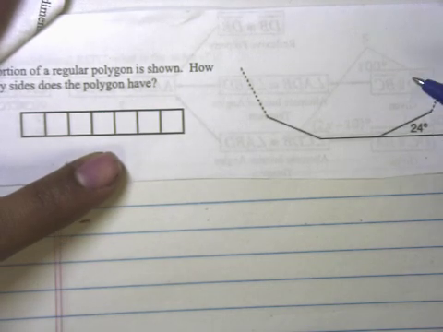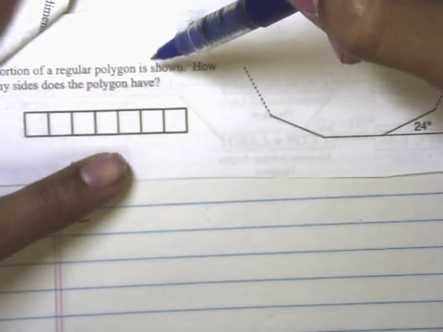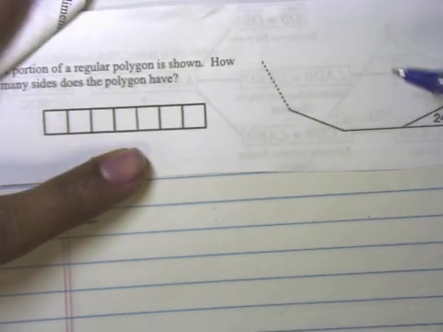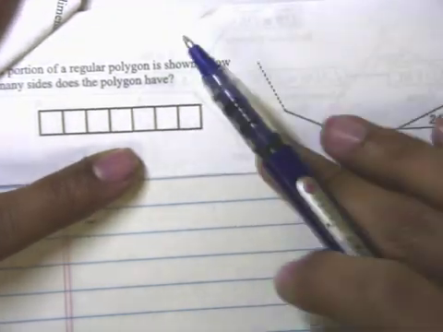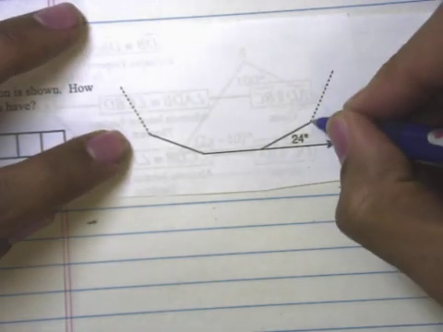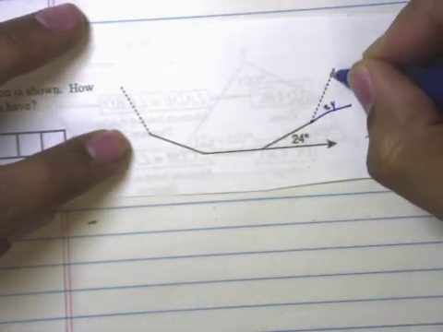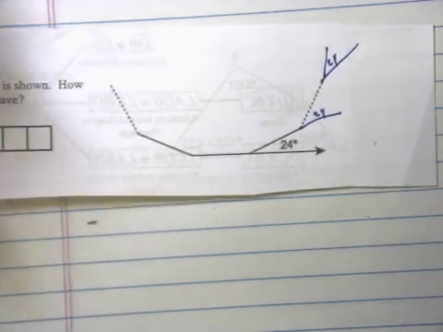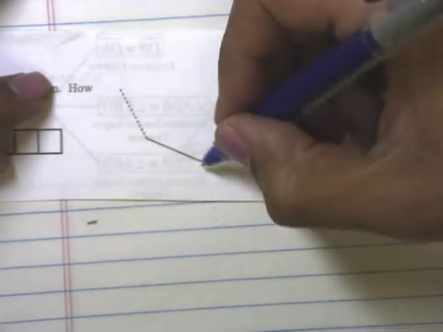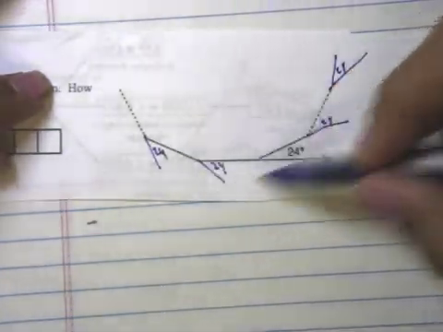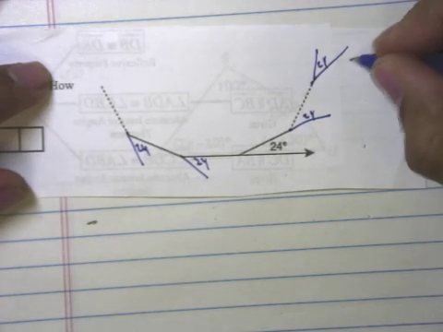Finally, if this looks familiar, it should. This is very similar to the first question. It says a portion of a regular polygon is shown, meaning they're showing me the exterior portion. They want to know how many sides this polygon has. Well, this is an external angle of 24 degrees, meaning that all of the external angles are going to be 24 degrees.